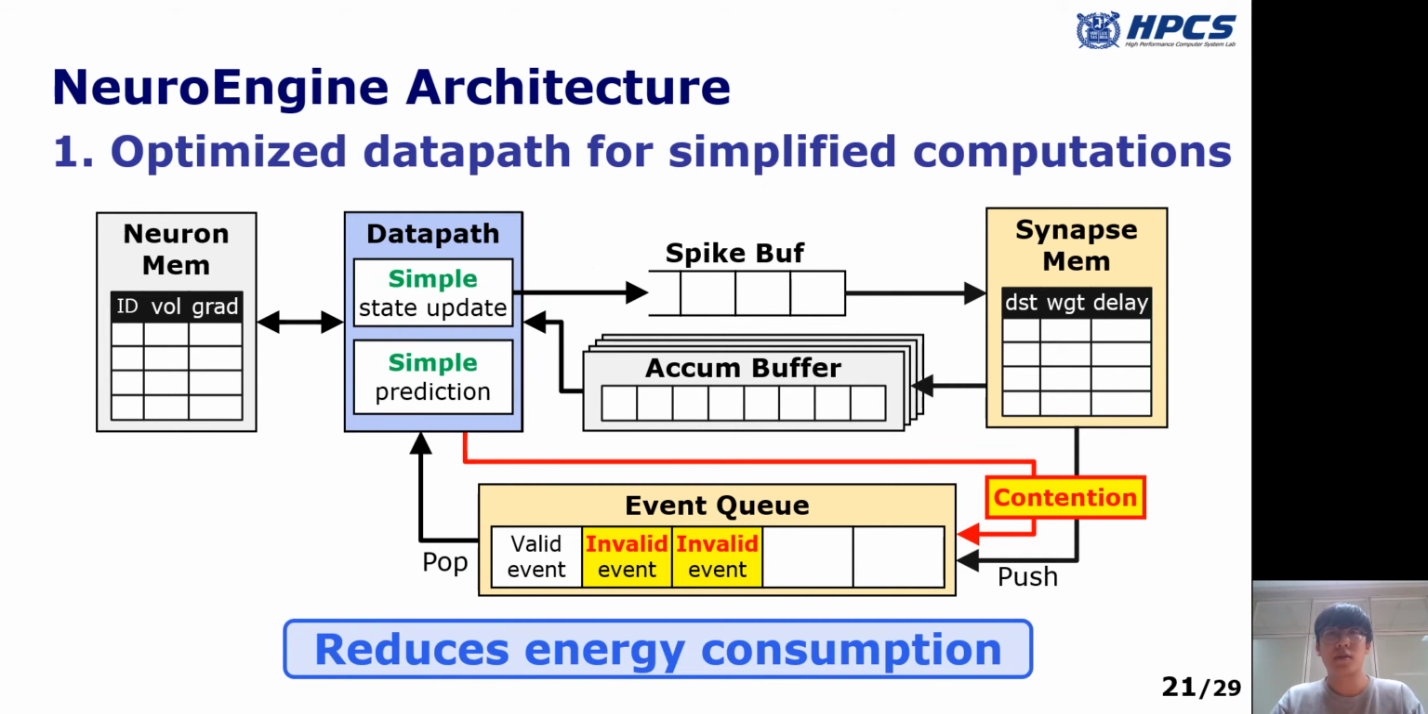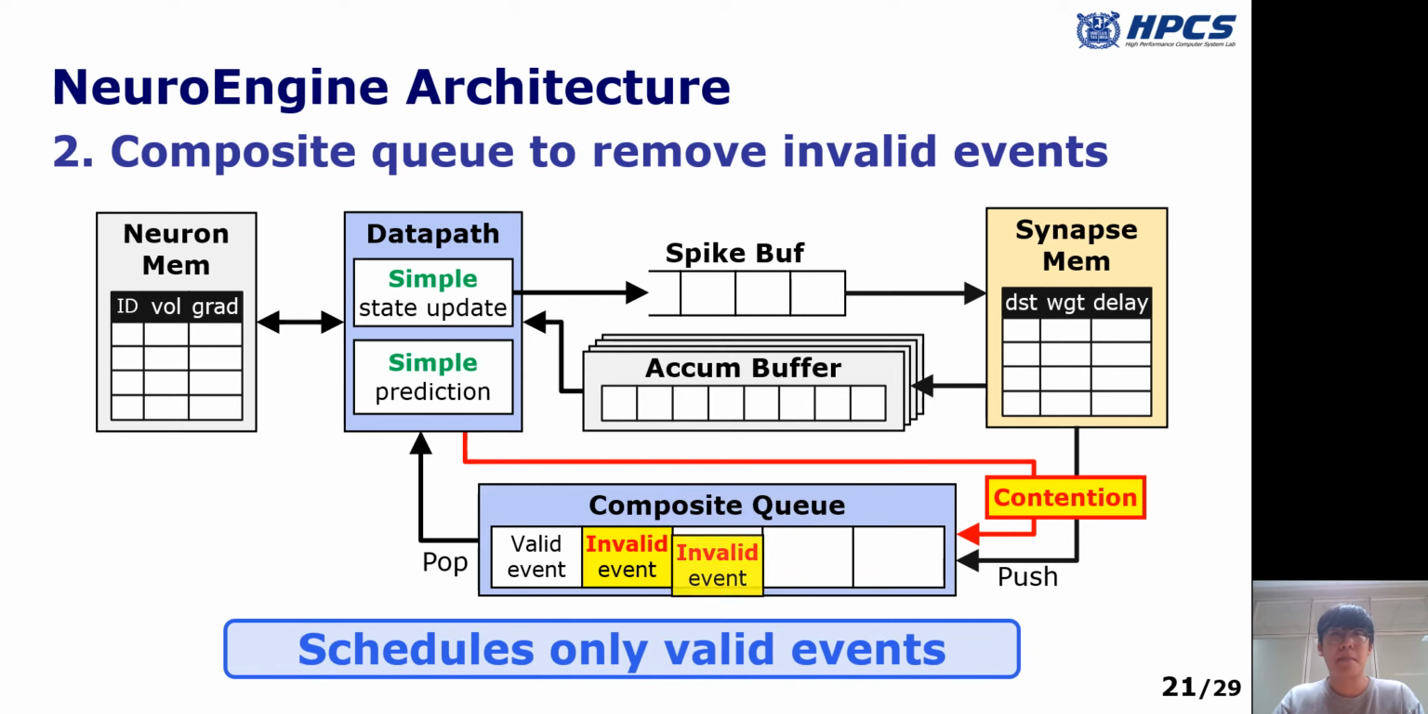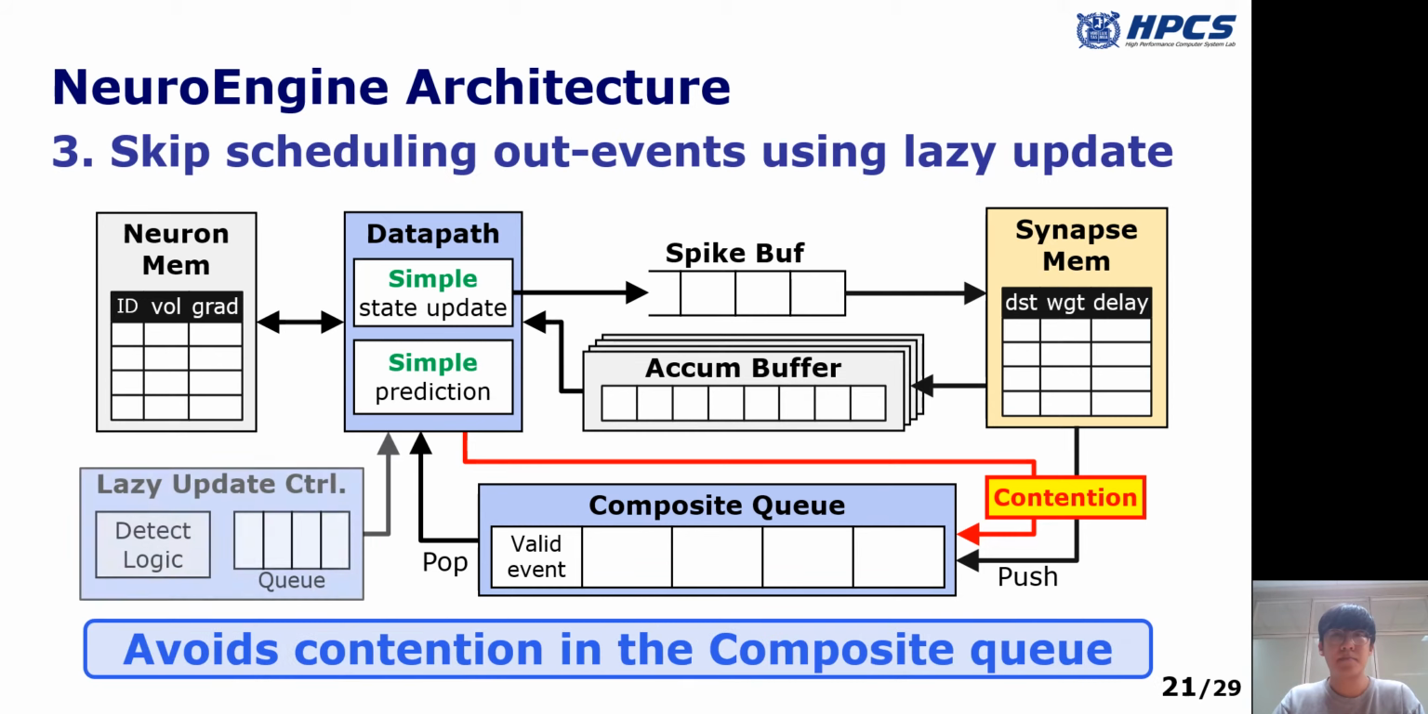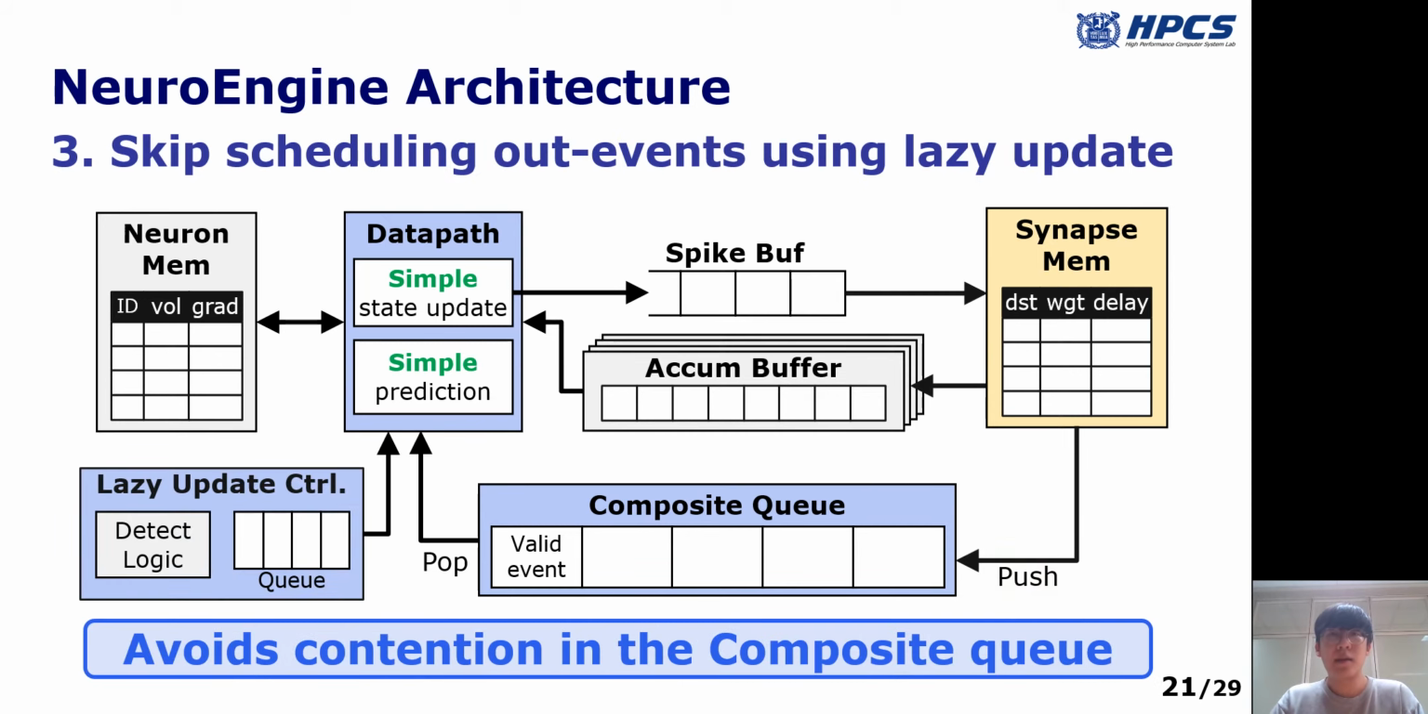NeuroEngine tackles the 3 challenges by adopting the 3 key ideas into its architecture. First, we introduce the optimized data path, which simplifies the event-driven computation, and thus it reduces the energy consumed on the data path. Second, we introduce a composite queue structure which detects and removes invalid events. Lastly, we adopt a lazy update method which defers the computations for the neurons that are not likely to fire a spike, and then it skips the event scheduling for such neurons. Using the method, we remove the resource contention in the event queue.